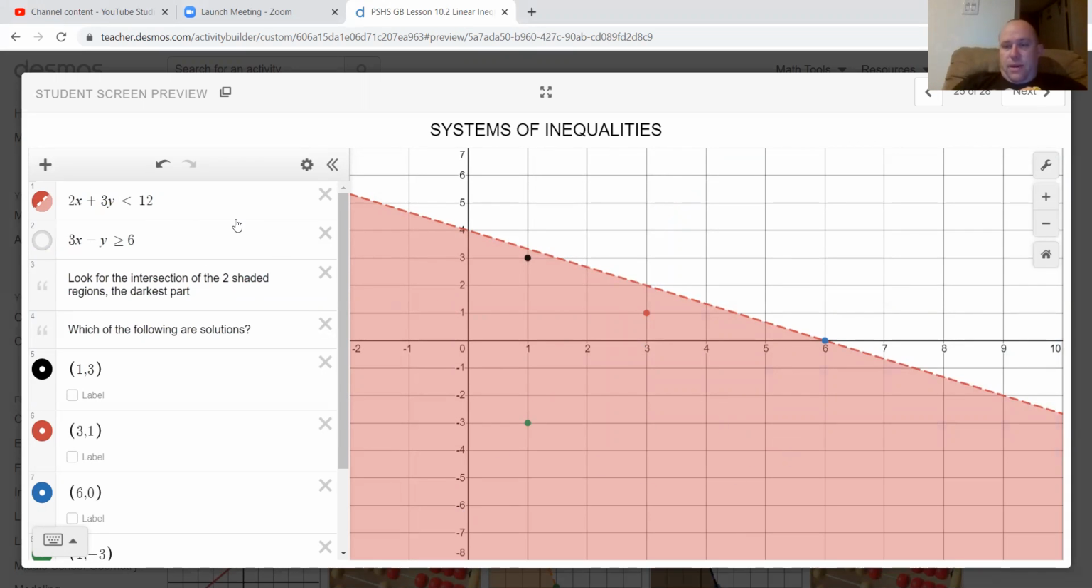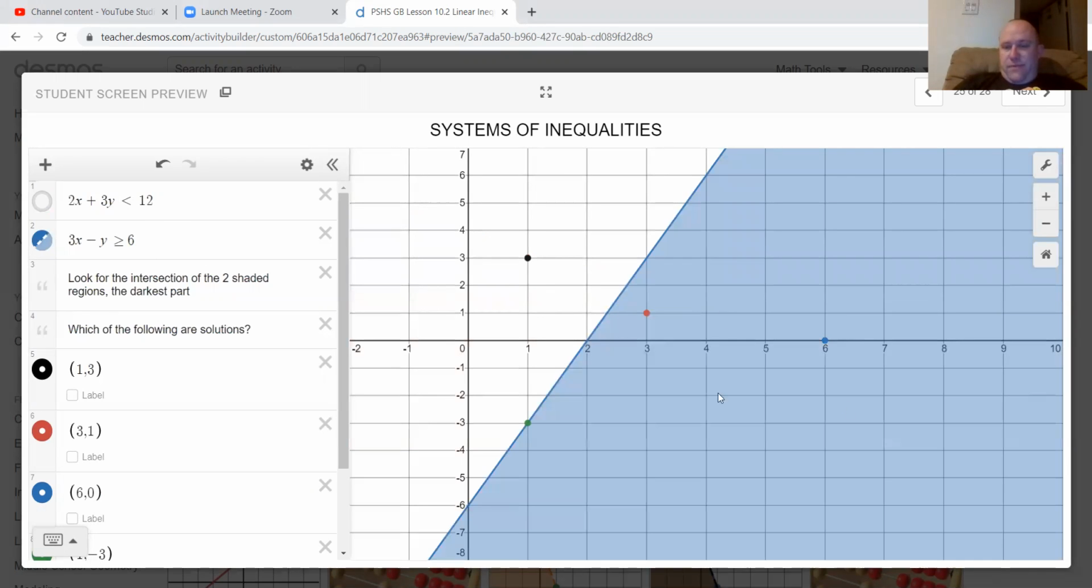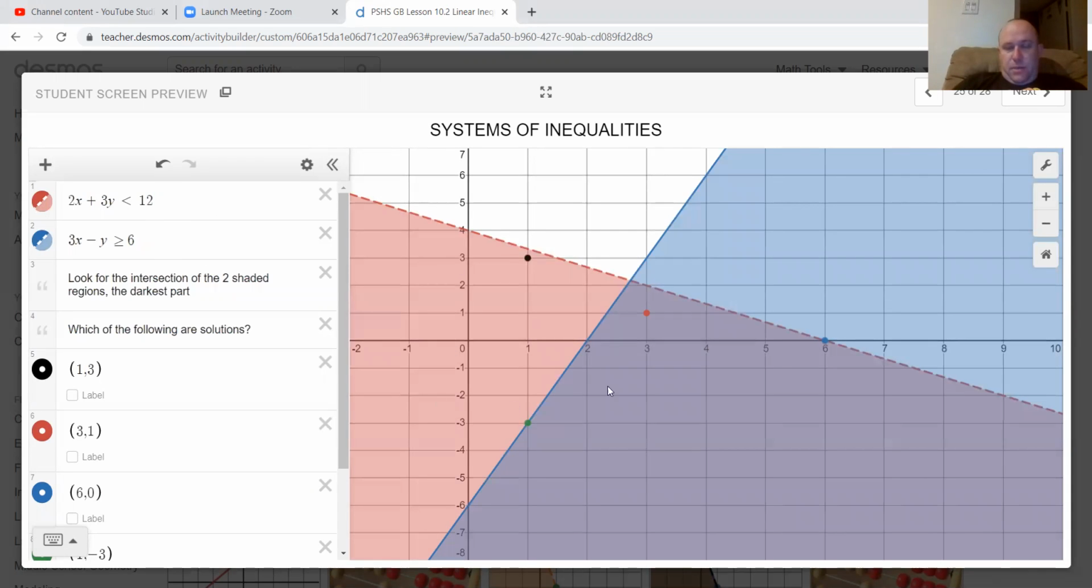We got one part of the graph here, and for the other inequality, we have another part of it. So it's actually where the two parts overlap. So if we switch them on, that's what actually gives us the darker color here. So if we're looking at points again, 1, 3, it's shaded, but it's in the wrong shaded part. So 1, 3 would be a no for this question. 3, 1 is in the darkest part. That would be good.